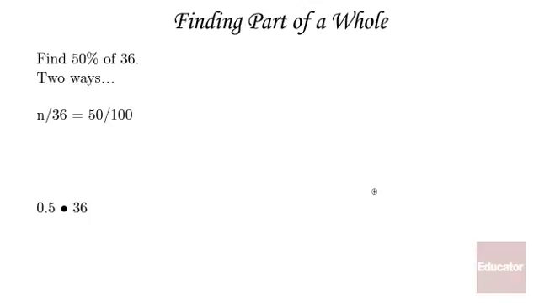Let's find part of a whole. Find 50% of 36. There are two ways to do this. The first way is by creating a proportion. A certain number out of 36, half of 36, which is 50% of 100. 50% is 50 over 100, and we're looking for a number which is a part of 36.